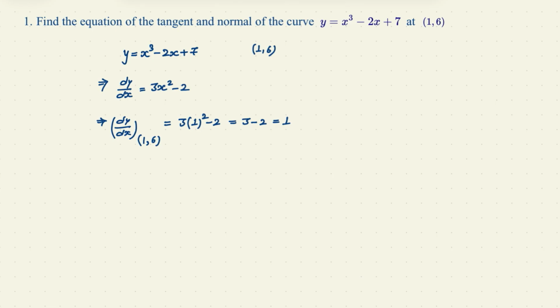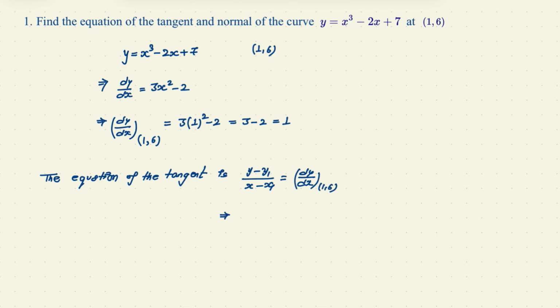And we know the equation of the tangent is written as (y minus y1) over (x minus x1) equals the slope of the tangent, that is dy over dx at (1, 6). Here we have to remember that x1 and y1 are the point of contact, that is (1, 6). So putting the value of y1 as 6 and x1 as 1, we have (y minus 6) over (x minus 1) equals dy over dx, that is the slope of the tangent, 1. Let us cross multiply, then we will have x minus 1 equals y minus 6, which implies x minus y plus 5 equals 0. So this is the required equation of the tangent.